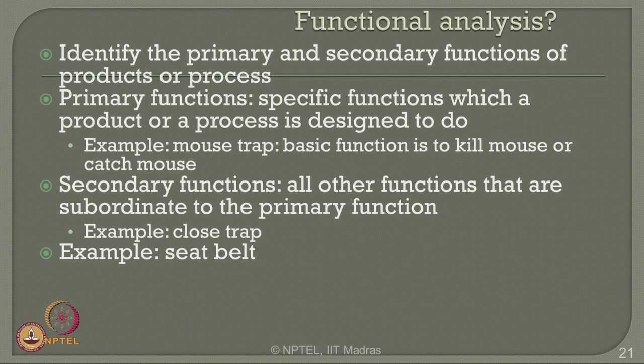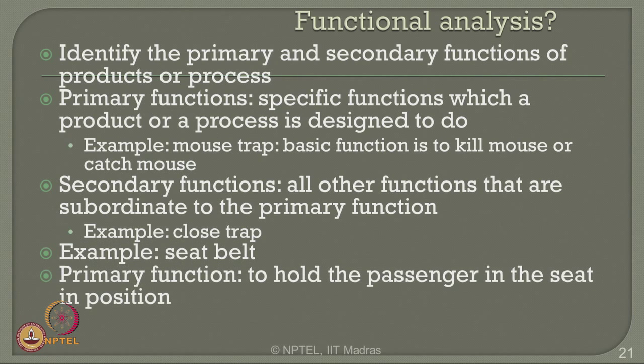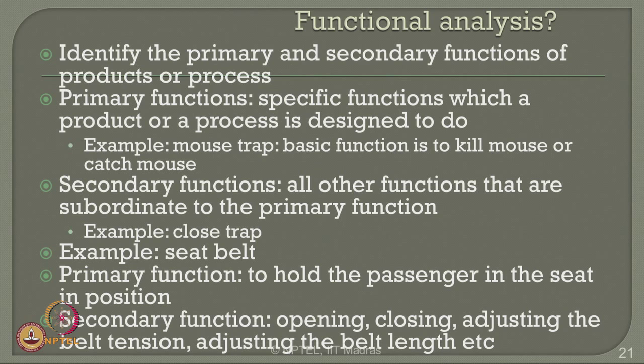If we talk about a seat belt in a given automobile vehicle, the primary function of the seat belt is to hold the passenger in the seat in position. The secondary functions are opening of the belt, closing of the belt, adjusting the belt tension, adjusting the belt length, etc. So, for every component you can easily identify the primary and secondary functions. Now, we do analysis on their own functions in the primary or secondary mode.